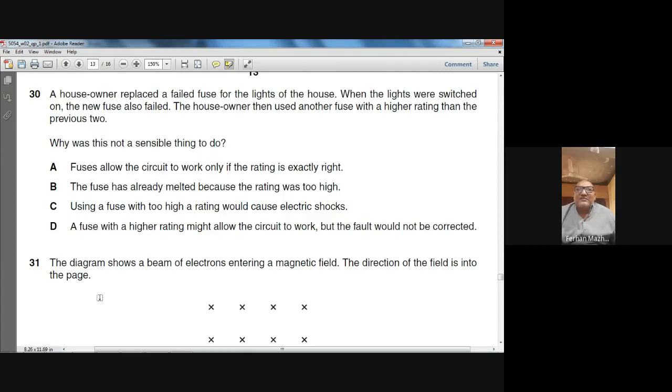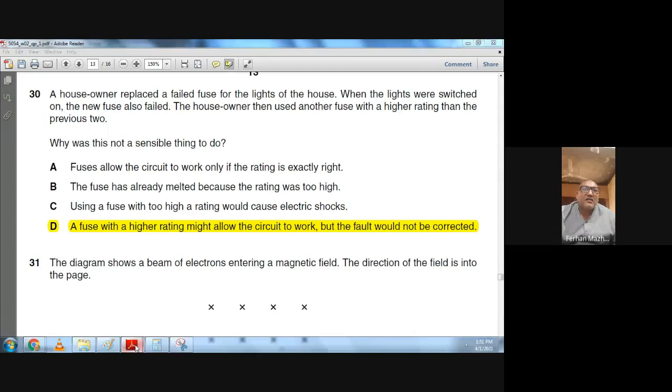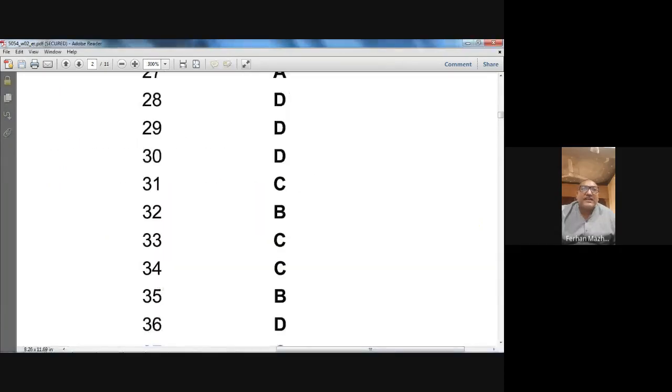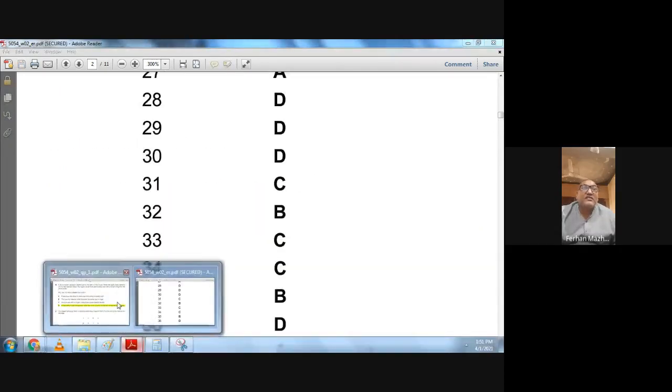The fuse already melted because using a fuse with too high a rating would cause electric shock. No, a fuse with a higher rating might allow the circuit to work, but the fault would not be corrected. Yes, this is the answer. You see, a fuse with a higher rating might allow the circuit to work, but the fault would not be corrected. I think D is the right answer. Question number 30, D is the right answer.